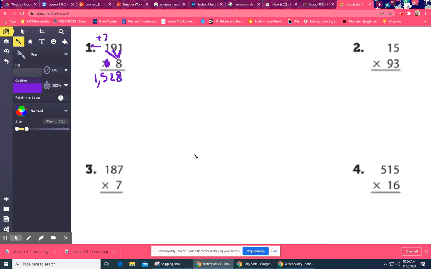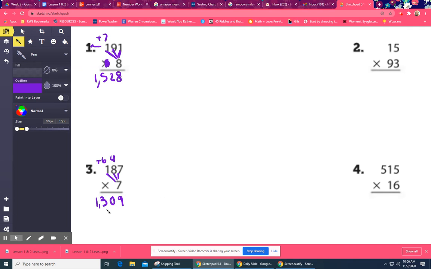Let's do some more. Let's go down to 3. So this one is multiplying by one digit number again. So first you do 7 times 7, which is 49, and you'll separate the 4 and the 9 like that. 8 times 7, and then you're going to add the 4. So 8 times 7 is 56, plus 4 would equal 60. And then 7 times 1 is 7. 7 plus 6 is 13. And you'll put both of those down into your answer, so 1,309.